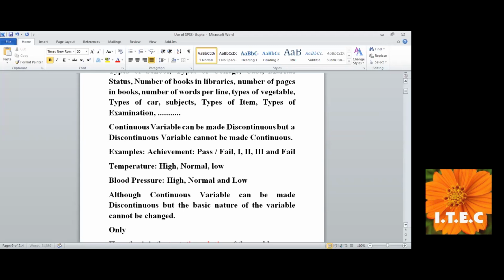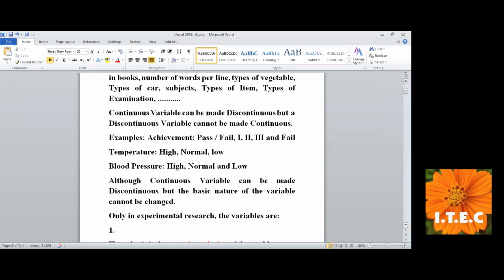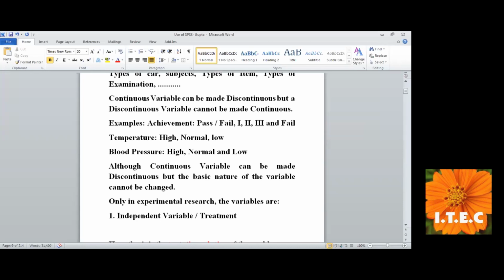Then, only in experimental research, the variables are, one is called independent variable, or it is also called treatment. Then another is dependent variable.